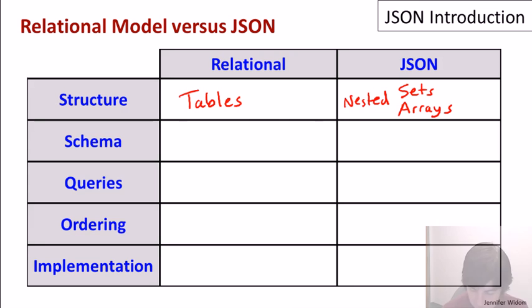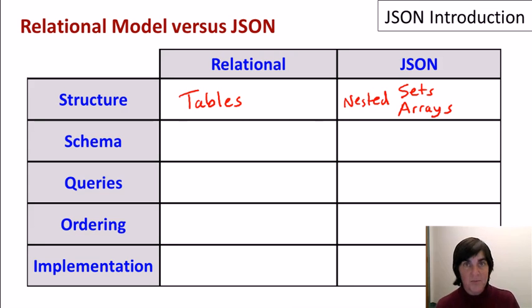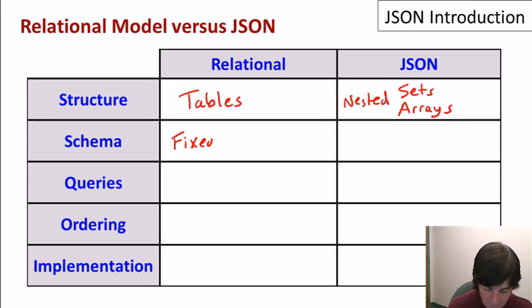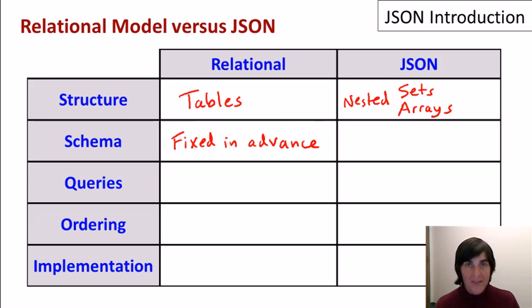One of the big differences between the two models, of course, is the schema. So the relational model has a schema fixed in advance. You set it up before you have any data loaded, and then all data needs to conform to that schema.